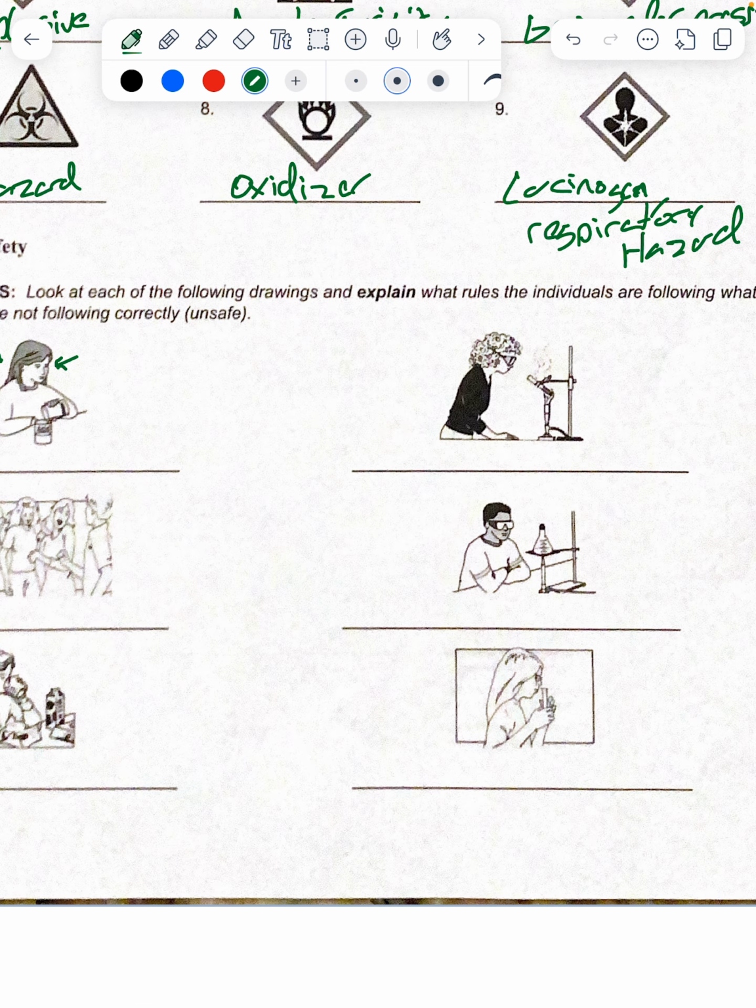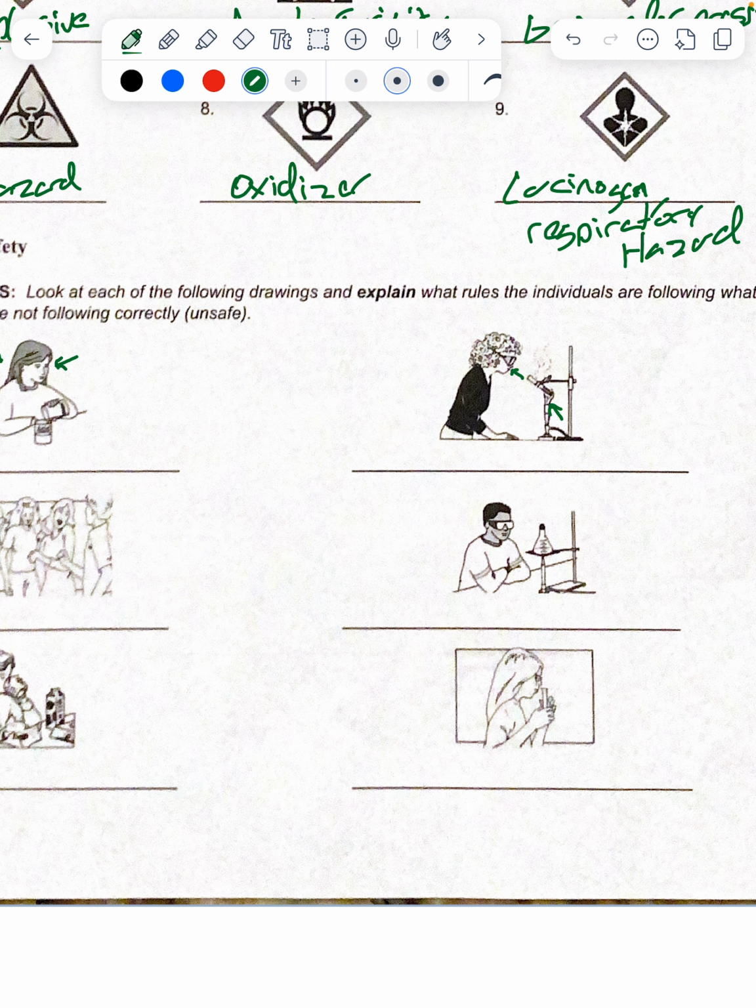The next one, this girl has goggles on at least. I don't see an apron. Her hair doesn't seem to be an issue, though I'd probably still try to pull it back. But what I'm seeing is she's heating this tube and the tube is facing her. If that thing were to react and blow, she's not going to have a very nice face anymore, because if that's acid or anything like that, it's not a good day for her.